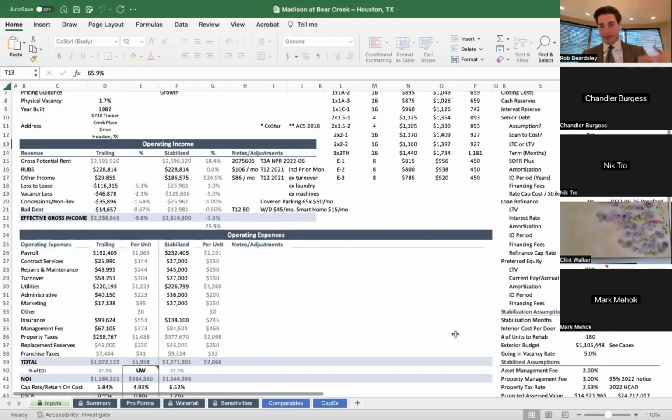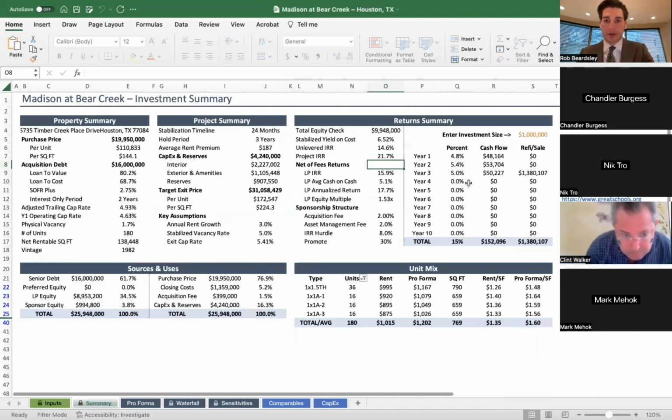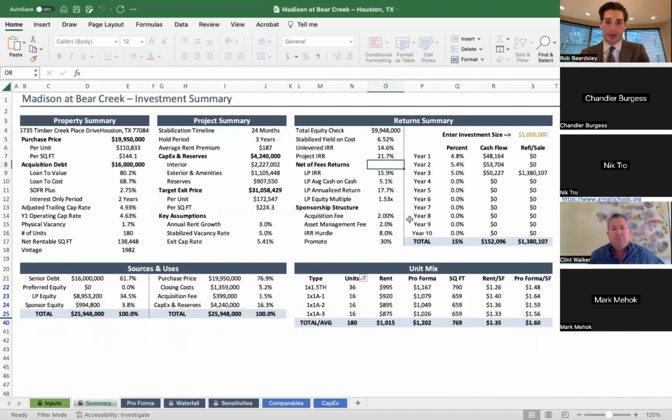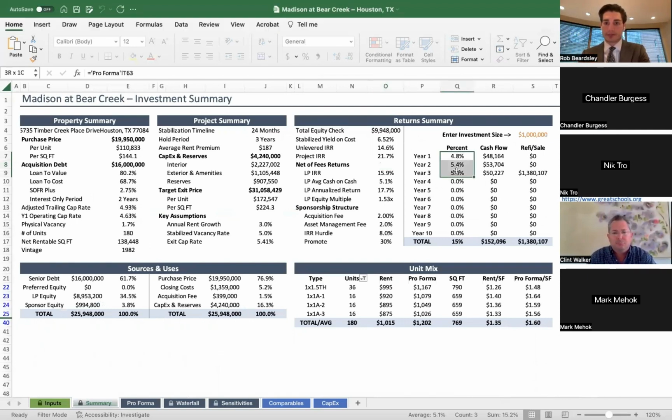And we have a plan to renovate all the units. So we have CapEx dollars allocated for that. And everything else is pretty simple. So first, let's go to the summary page, and I'll show you the cash-on-cash projections here. So the cash-on-cash projections here are as follows, right? Year 1, 4.8%, year 2, 5.4%, year 3, 5%.